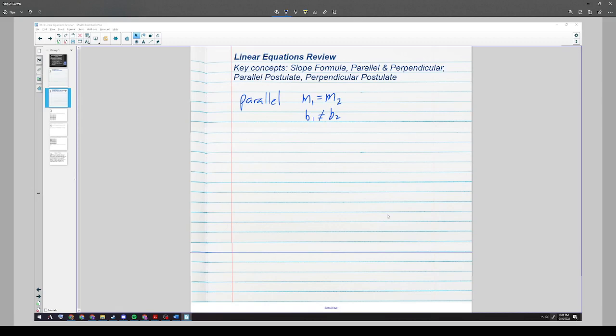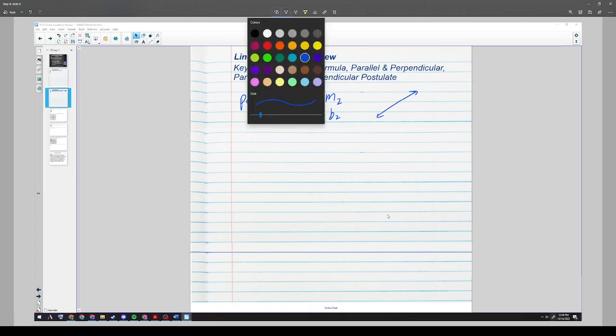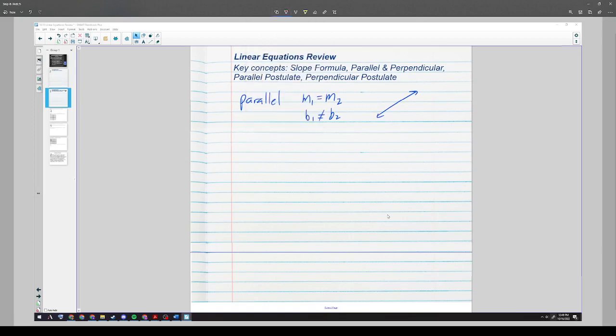So there's two ways of going about it. We could say b1 is not b2, or we could say two distinct lines with different slope. The distinct lines takes care of saying that they're not coinciding, so they don't have the same y-intercept. Remember, coinciding is our vocabulary word for when two lines have the same slope and the same y-intercept, and they draw the exact same line, more or less.